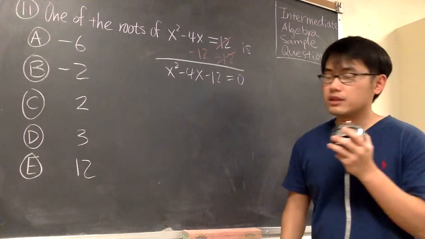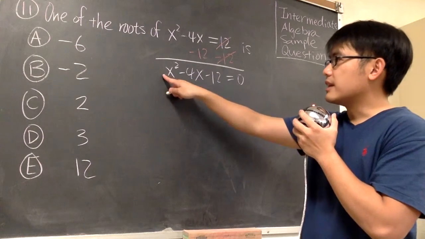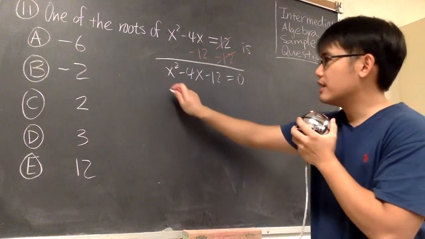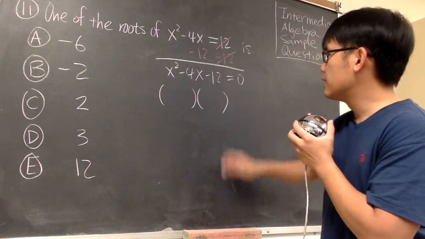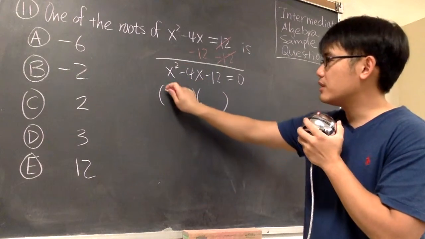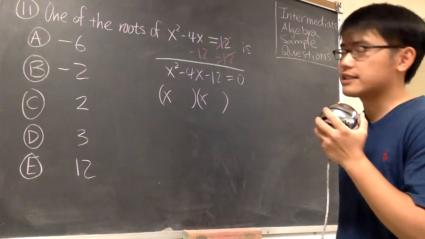We'll factor this out. The good thing right here is that the number in front of the x squared is just a 1. So to factor this out, I can open two parentheses. And then I just have to think about what times what will give us x squared. Well, x times x will give us x squared.